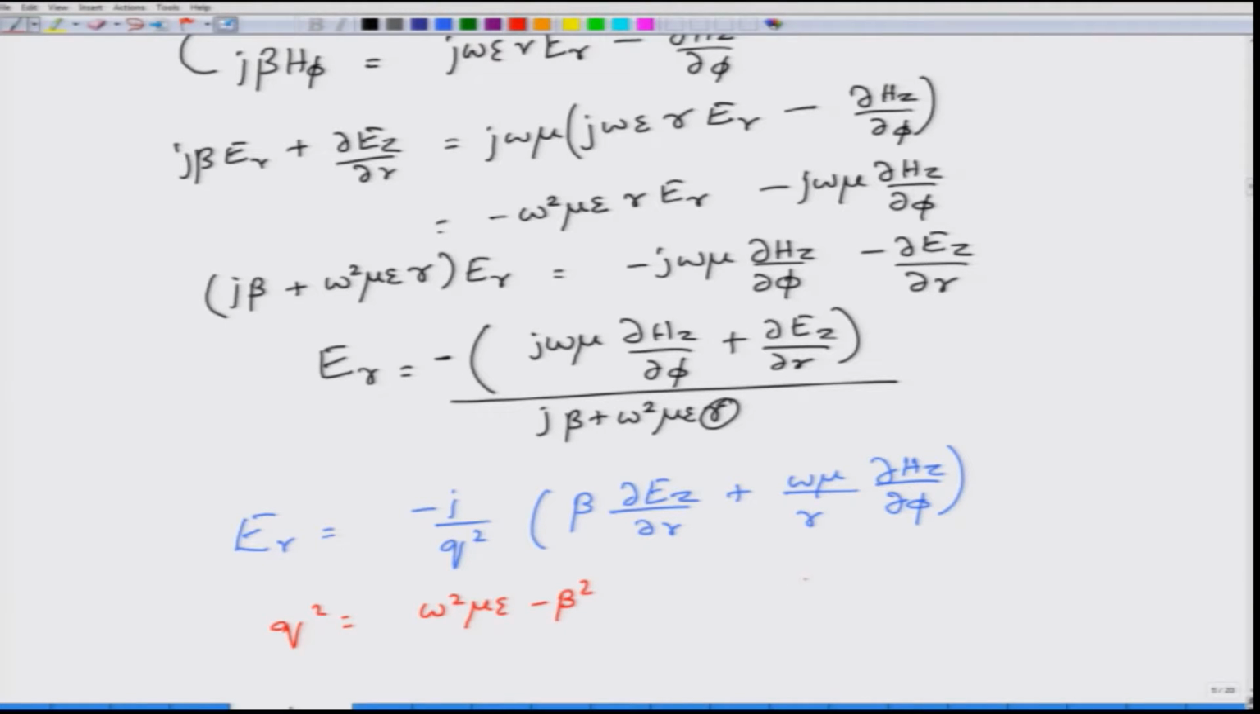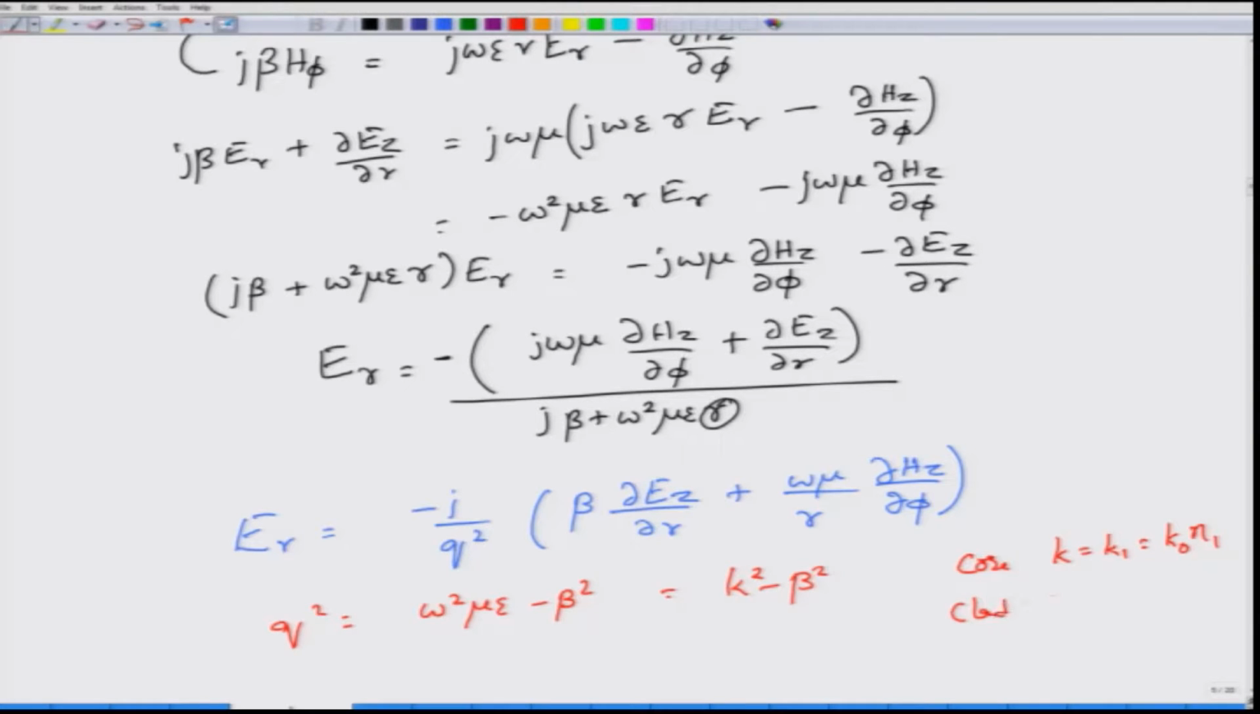Okay. And we know that omega square mu epsilon defines the propagation constant k square. So, this can be written as k square minus beta square. Obviously, in the core region k is equal to k1, because this is nothing but the free space wavenumber k0 times n1, right.